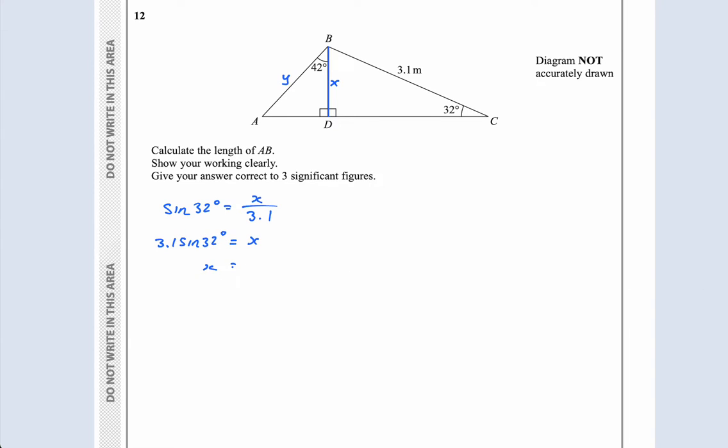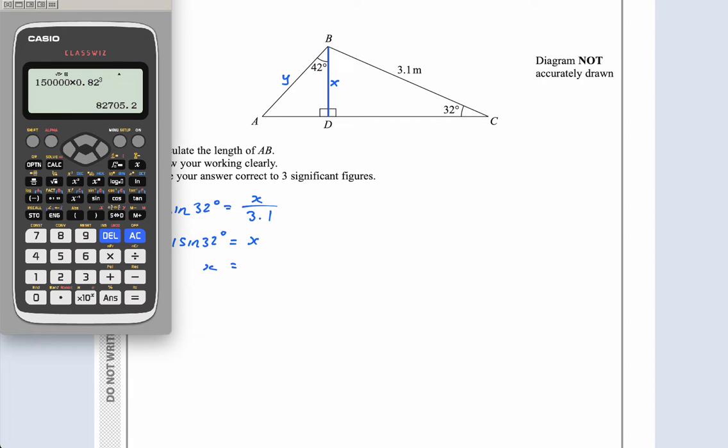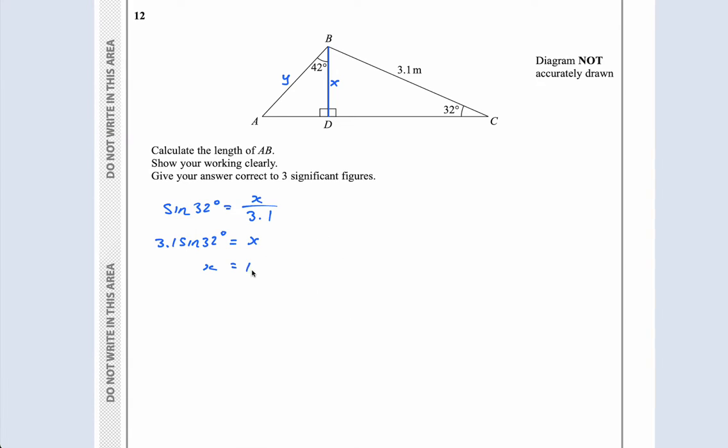X equals, calculator, 3.1 times the sine of 32 degrees, which is 1.6427. Okay, now I'm going to use this to get my y. So I can say the cosine, because I have the adjacent and I want the hypotenuse.